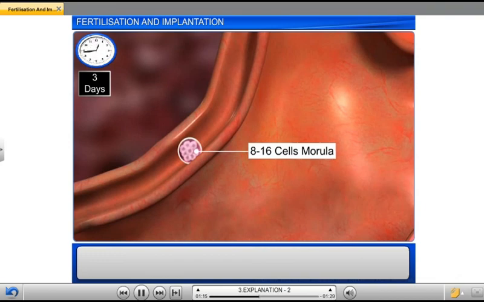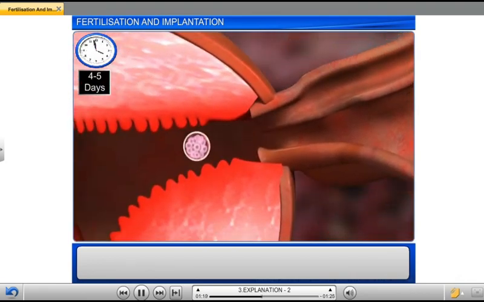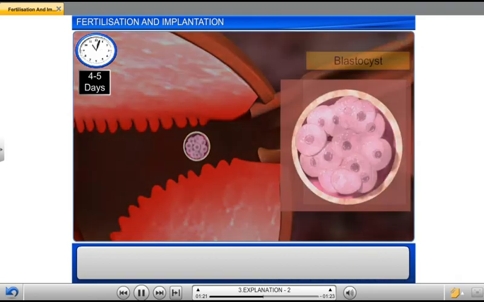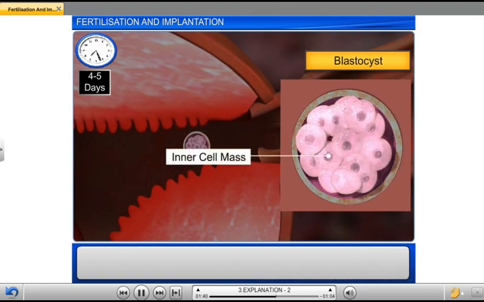Over a period of 2 days, the morula descends down into the uterus and transforms itself into a blastocyst, a hollow ball composed of about 100 blastomeres which are arranged in two layers. The outer layer, called the trophoblast, eventually gives rise to the placenta, while the inner layer, consisting of a group of cells called the inner cell mass, eventually differentiates to form the embryo.